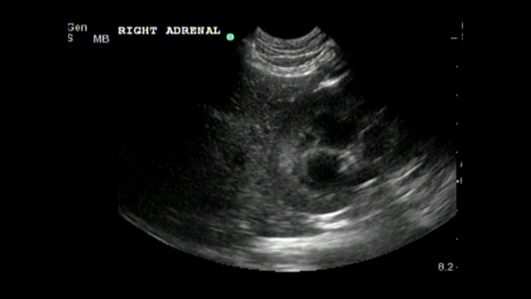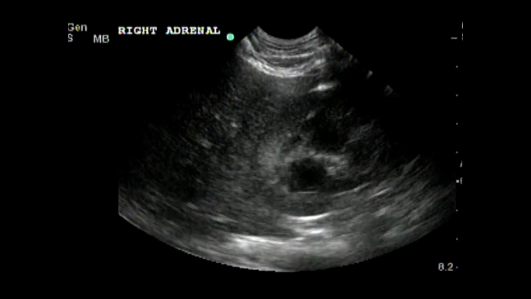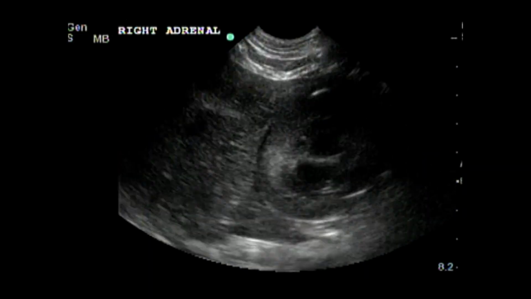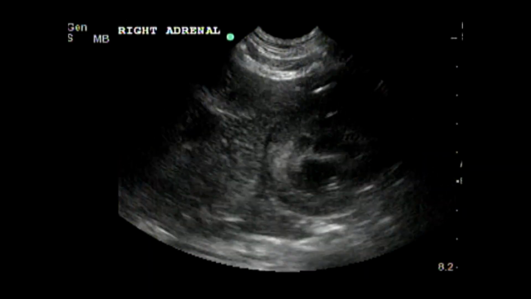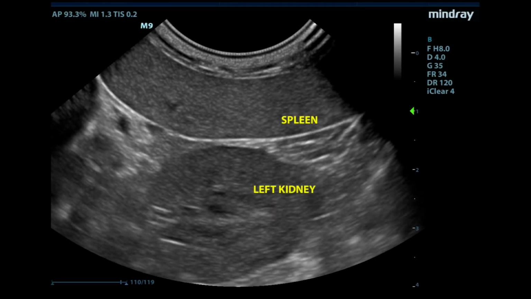The renal cortex is usually hyperechoic compared to the medulla and isoechoic compared to normal liver parenchyma. Normal renal cortex is usually slightly hypoechoic compared to normal splenic parenchyma. Renal biopsies are taken from the cortex.